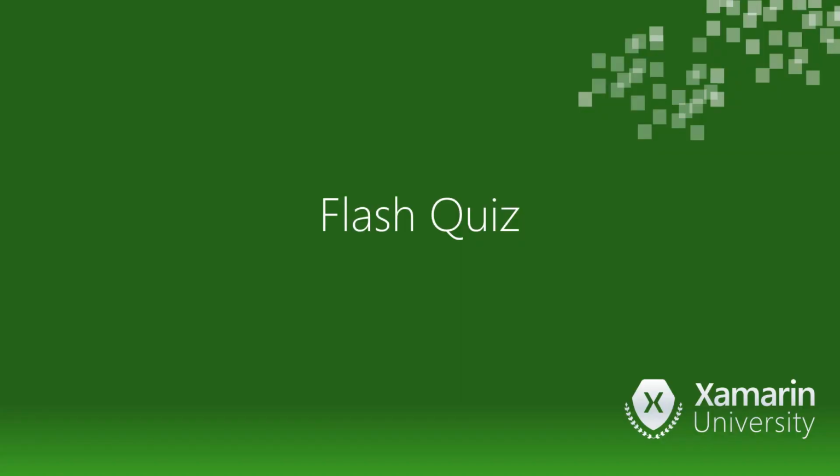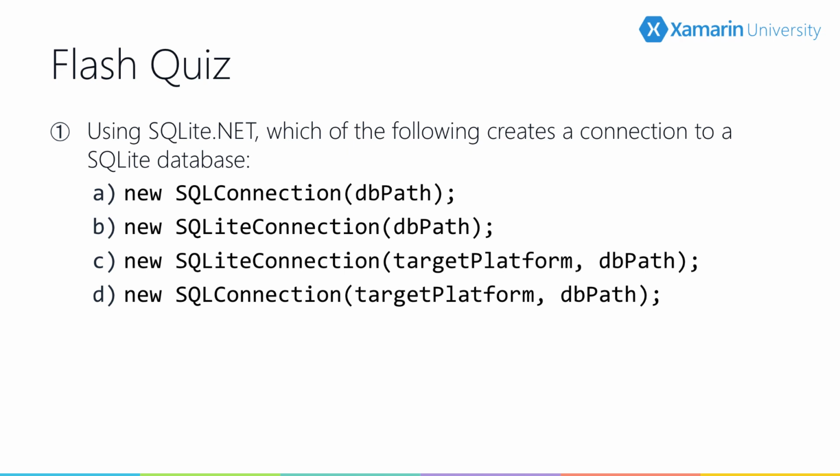Let's do another flash quiz to recap this part. Question number 1. Using SQLite Net, which of the following creates a connection to a SQLite database? A. New SQL connection using a path as a parameter? Or B. New SQLite connection with a path parameter? Or is it C. New SQLite connection with a target platform and a path? Or is it D. A new SQL connection with a target platform and a path?